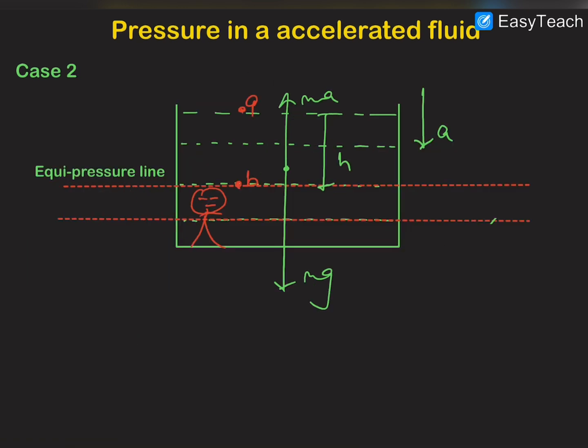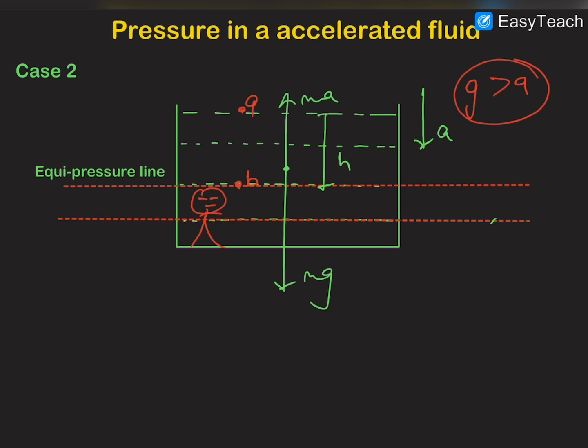Now if the container is moving in the downward direction, obviously a is less than g. Because if the acceleration of the container were greater than the acceleration due to gravity, then this liquid would not stay inside the container, and in fact the liquid would be in a free falling state. And you know that the free falling state is like gravitational free space, and in that space Pascal's law says that the pressure at each point inside the liquid will be equal. So we are not considering that case; we are considering when a is less than g.